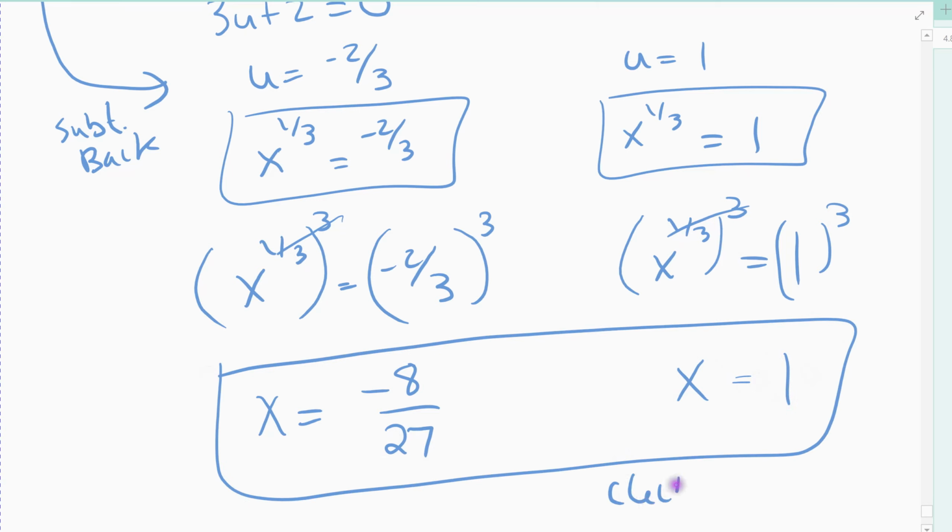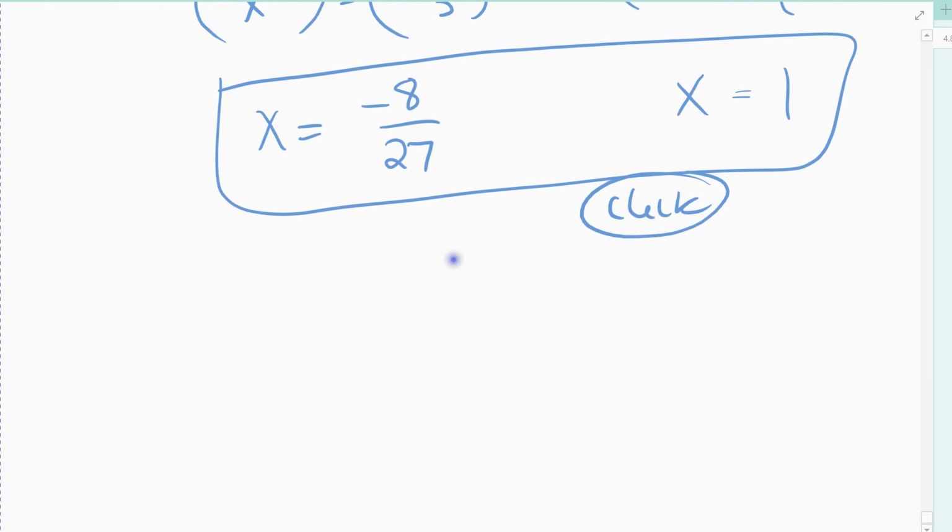And again, I should always check them. And I'm going to check them by checking them graphically. All right, so those are my answers: negative 8 over 27, and 1. And so I'm going to check it, and I'm going to do this by solving it graphically.